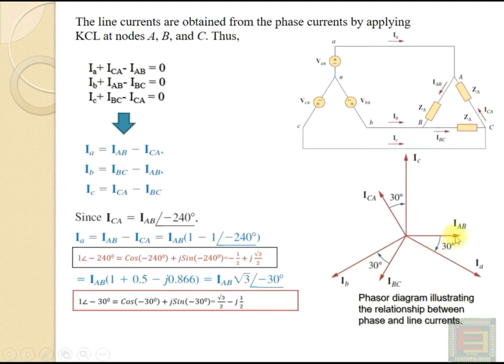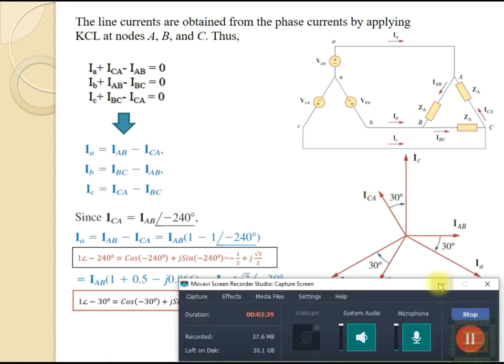That means if you take IAB as a reference, IBC will be lagging by an angle of 120 degrees. Similarly, ICA will be lagging by a further angle of 120 degrees. So, these are the phasors representing the phase currents IAB, IBC and ICA.